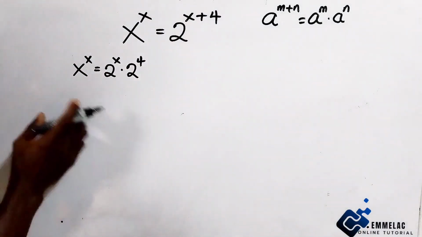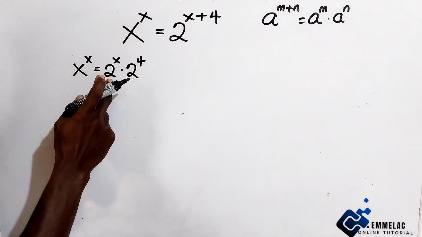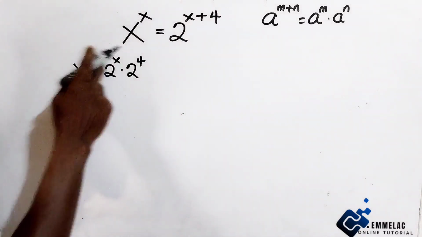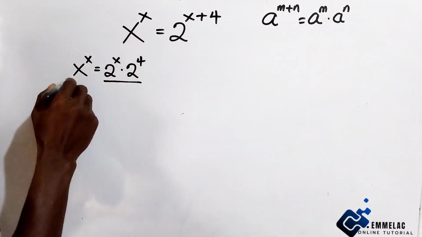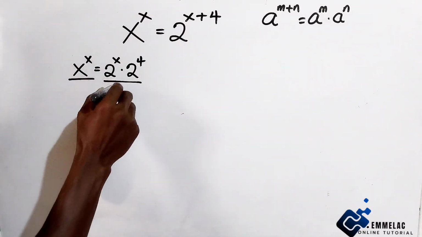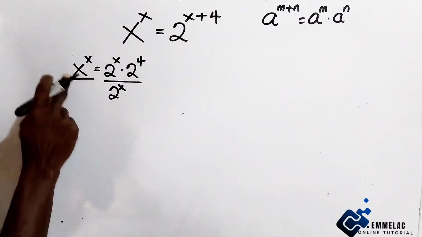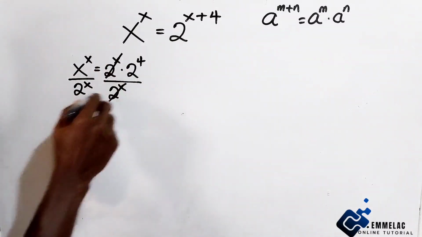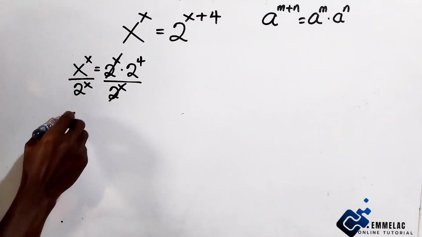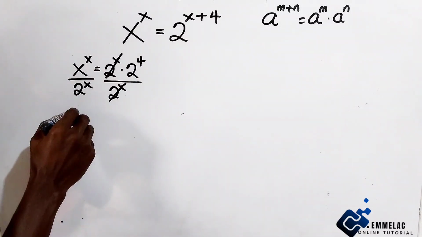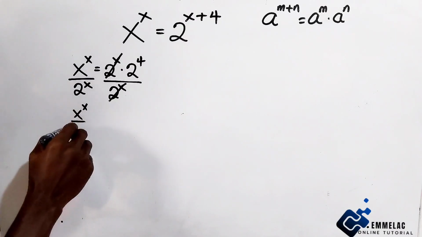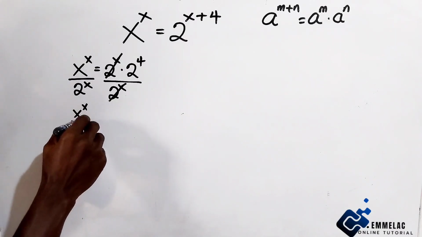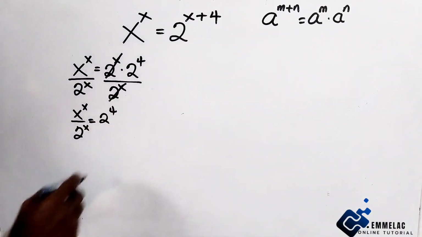Now at this point, let's divide both sides by 2 raised to the power of x. Since 2 raised to the power of x and x to the power of x have the same exponent, we cancel out. So here we have x raised to the power of x over 2 raised to the power of x equals 2 raised to the power of 4.